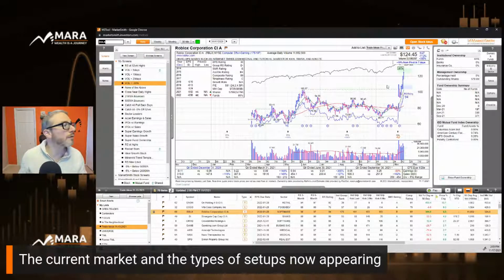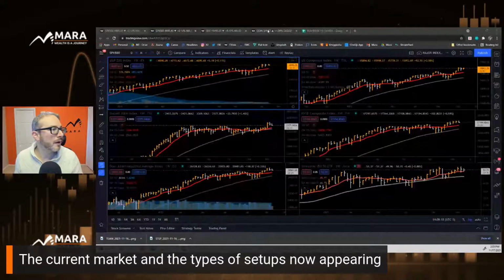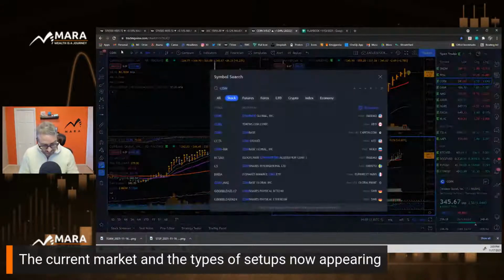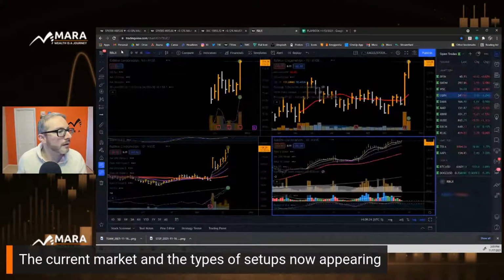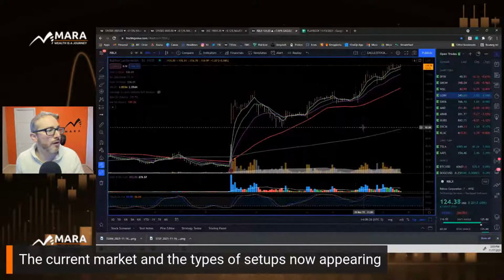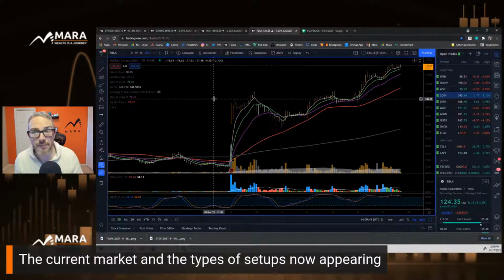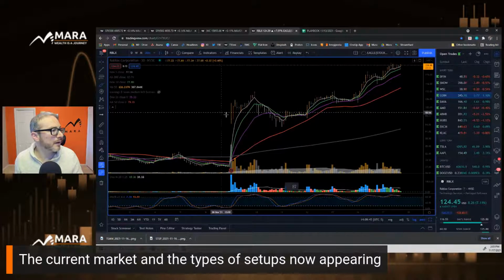Here's an interesting one. Roblox broke out last week. You might say, oh well, that's already run a long way and it's far away. Well, one of the things to look at too, and let me bring you over to some other charts here on TradingView. One of the things that I saw on Roblox was that, yes, it had that big breakaway gap, but if you drill down just a little bit and look at, say, a 30-minute time frame, you can see a little bit clearer.